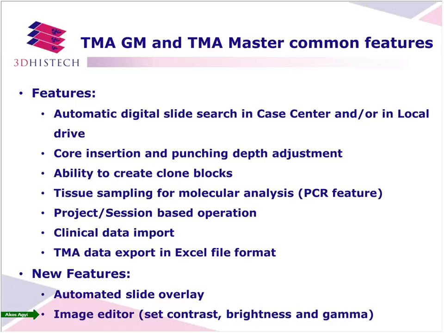The image editor is extremely useful if you have white or pale yellow colored tissues. These tissues are hard to see on the donor block image. With the image editor, you can set contrast, brightness, and gamma, and you can make these tissues visible.